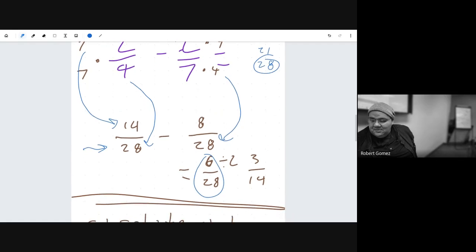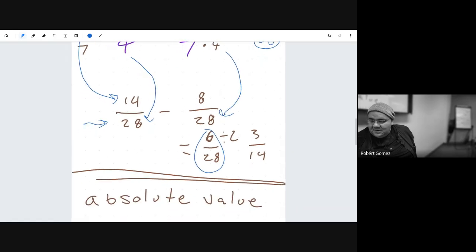The number 6 can go into 28 a couple of times. In this case, 2 is a good one. So 2 will work for both of these. So 6 divided by 2 is 3. 28 divided by 2 is 14. And that's, I think, as low as we can get it.